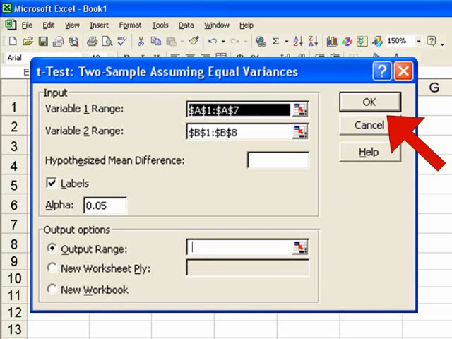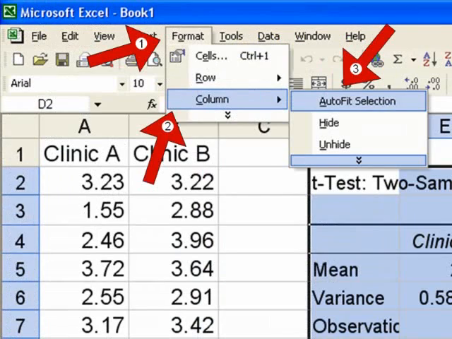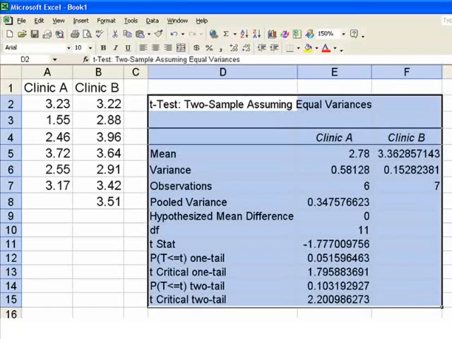We should get an answer. But it's all schmunched together, and schmunched together is not good. So we want unschmunched. The way we do that is we go to Format, we go to Column, we click Column, and then we go to Auto Fit Selection. And we click Auto Fit Selection. What that'll do is it'll make everything fit so that the writing isn't smunched up.